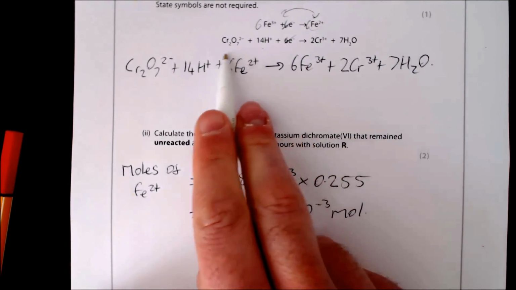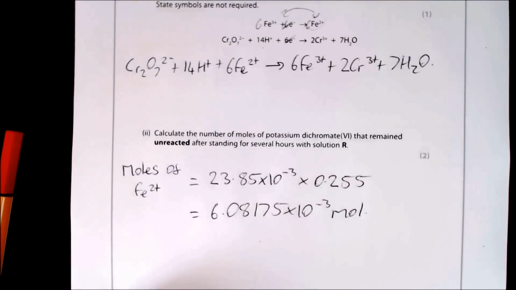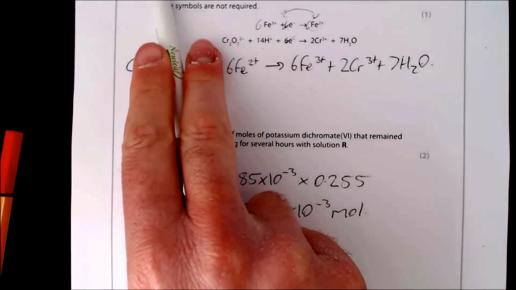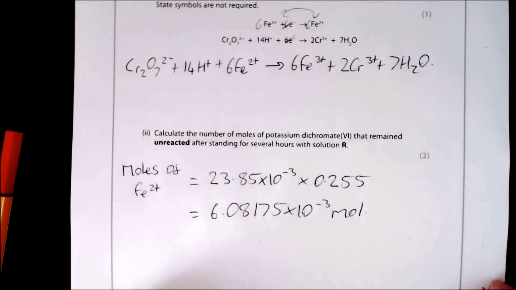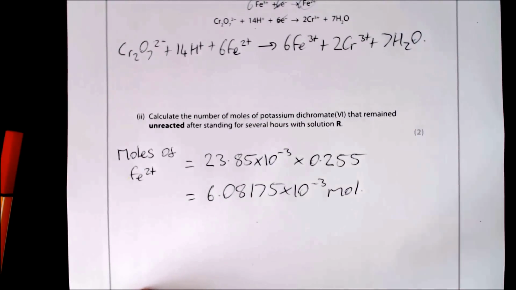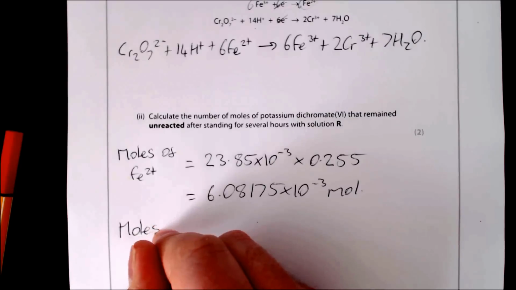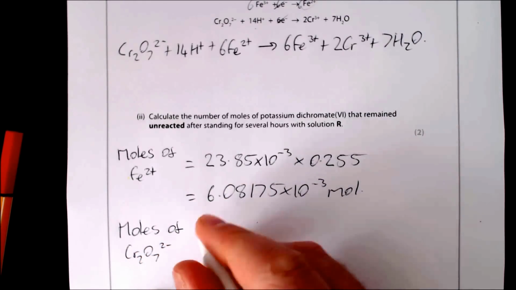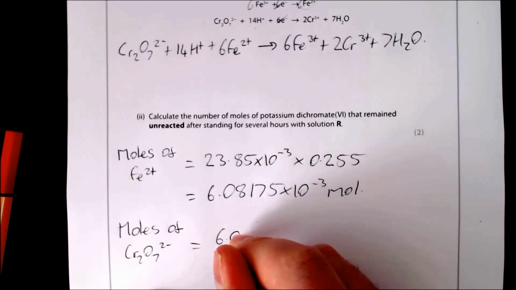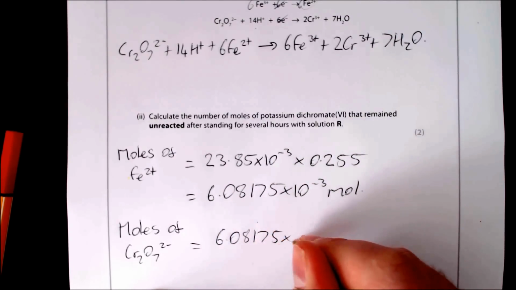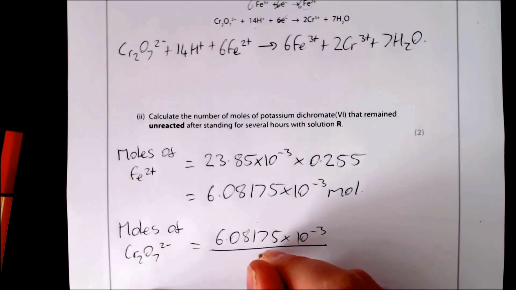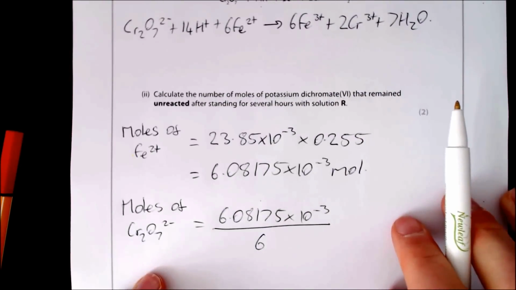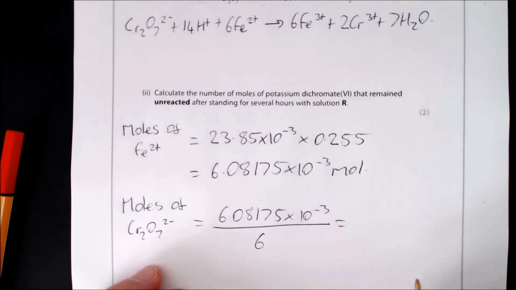So now we know the number of moles of iron. This is a good saying when you're doing these: if in doubt, work out the moles. If you work out the moles of one thing, you can work out the moles of anything else in the equation. Now we can work out the moles of unreacted dichromate, Cr2O7 2-. That's going to be dead easy. We take the moles of iron and divide by 6, because we have a 6 to 1 ratio, and that tells us the moles of dichromate.